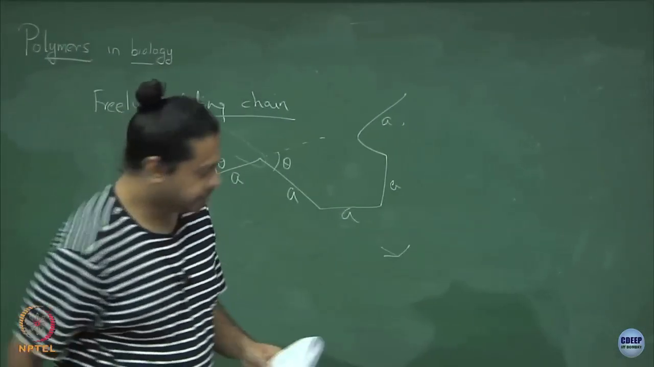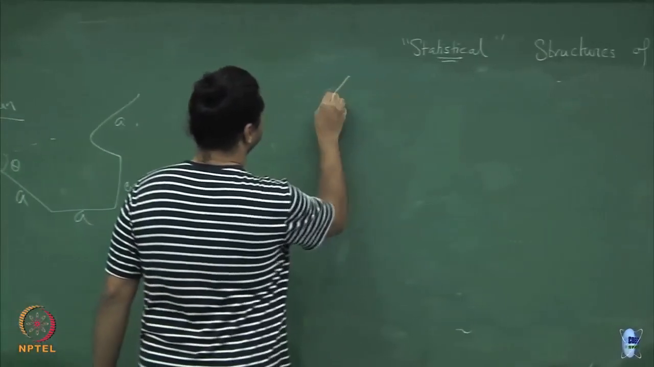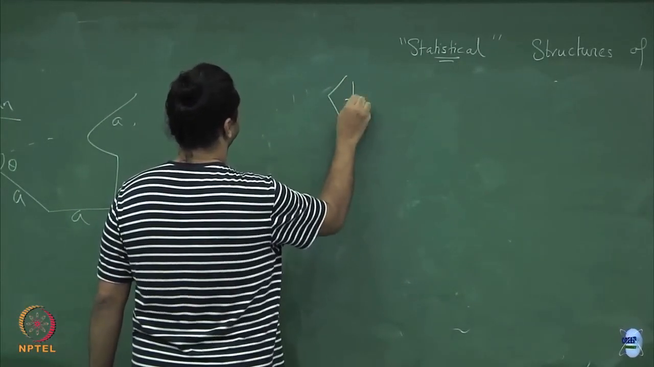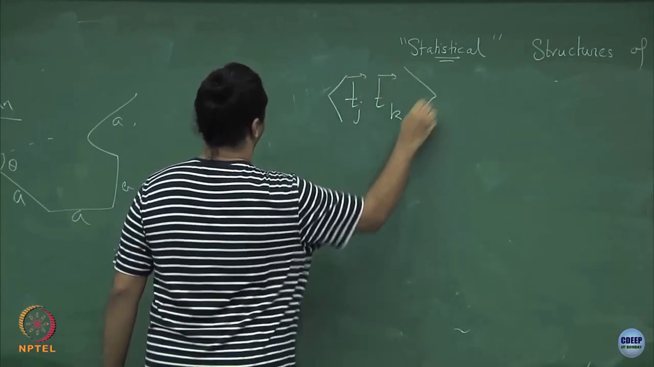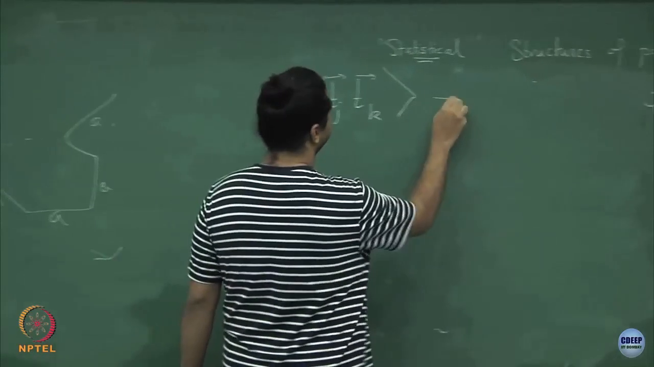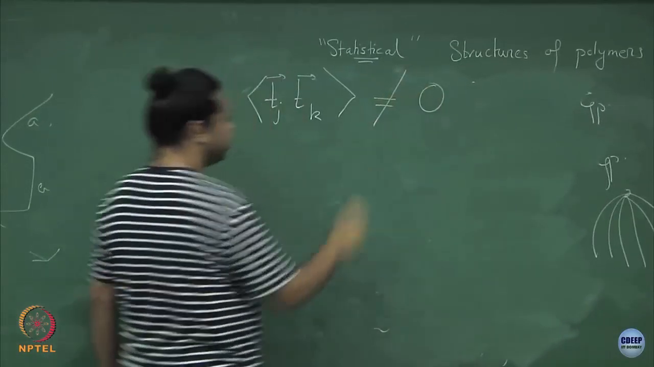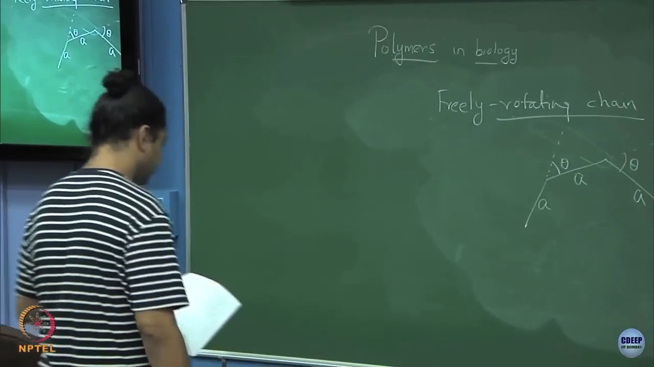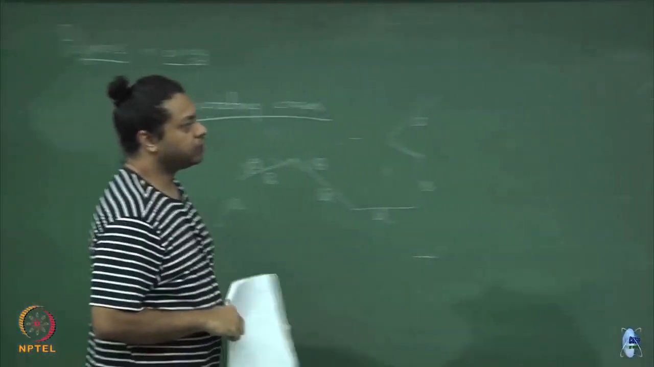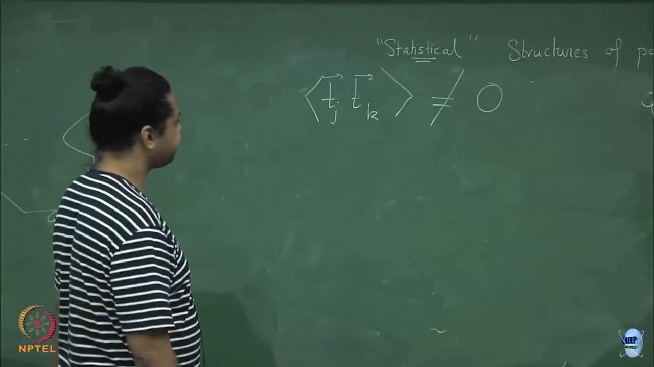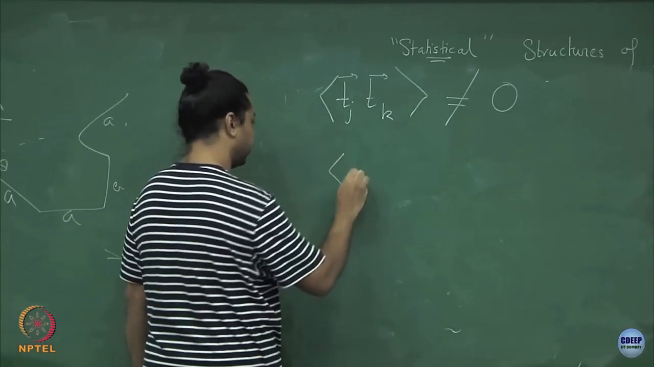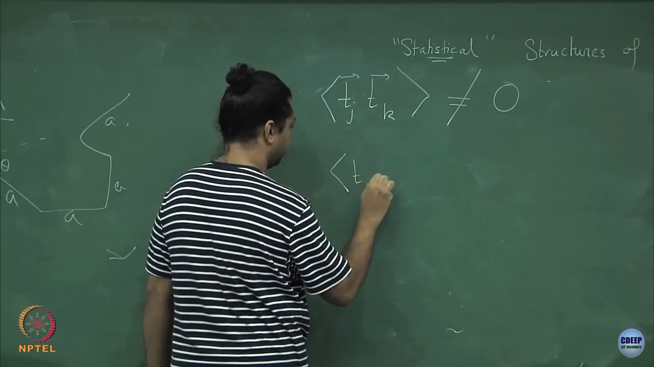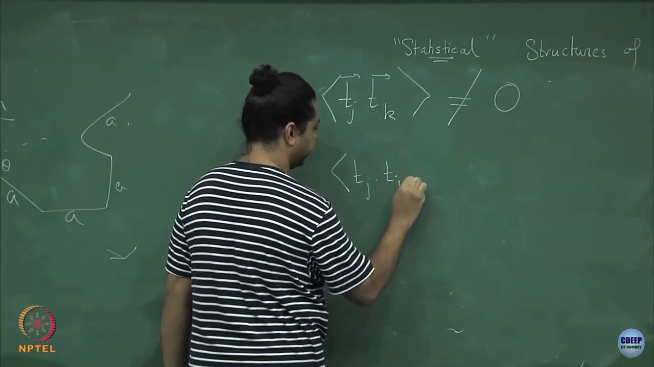So, what I want to do is calculate these tangent-tangent correlations, or at least argue how they would look. In the freely jointed case, this was 0. In the freely rotating chain, this will no longer be 0; you will have some tangent-tangent correlations. And what will that look like? Let us say I wanted to calculate the average of this quantity, Tj dot Tj minus 1.